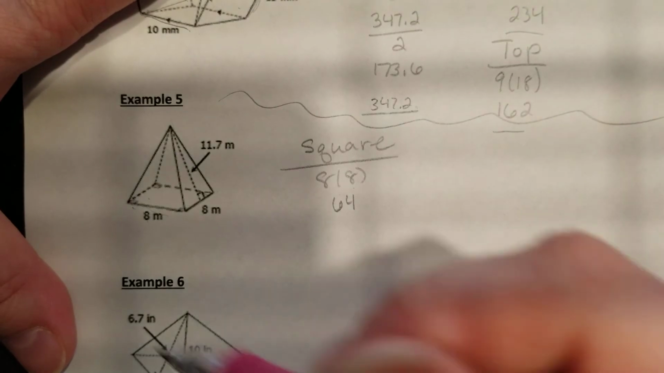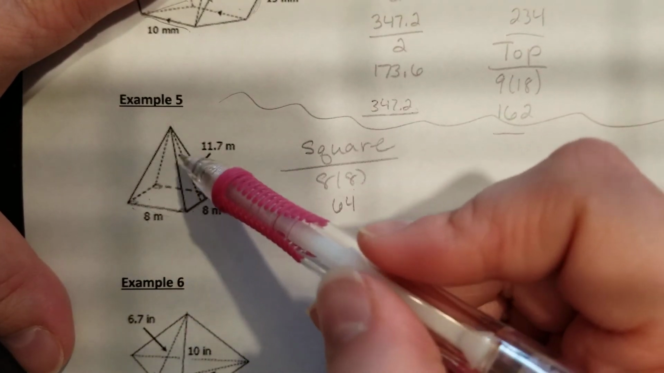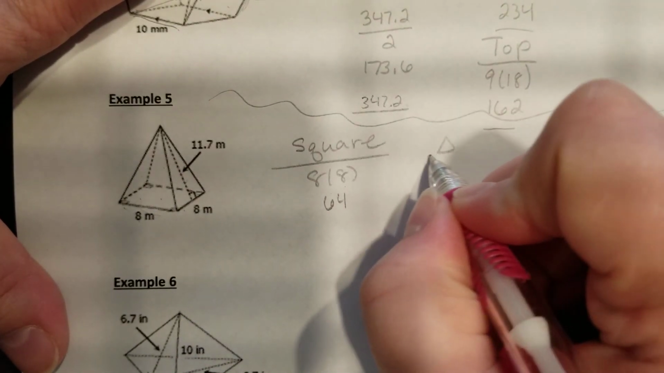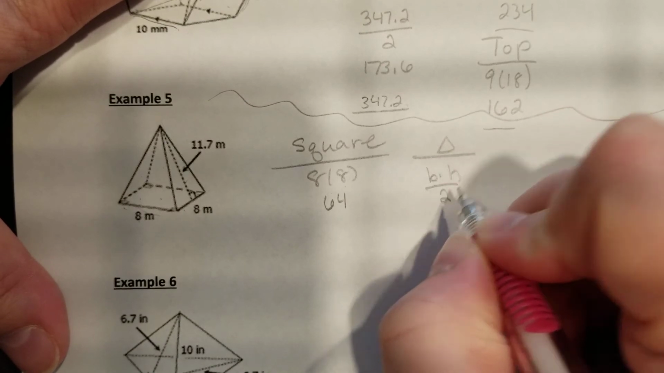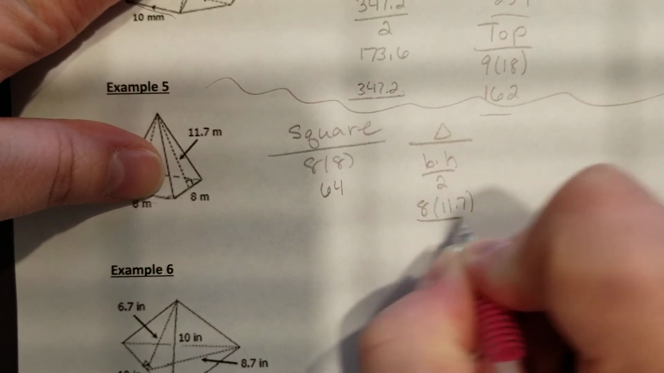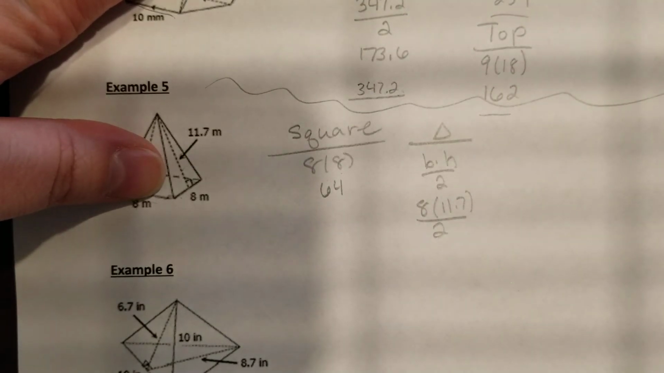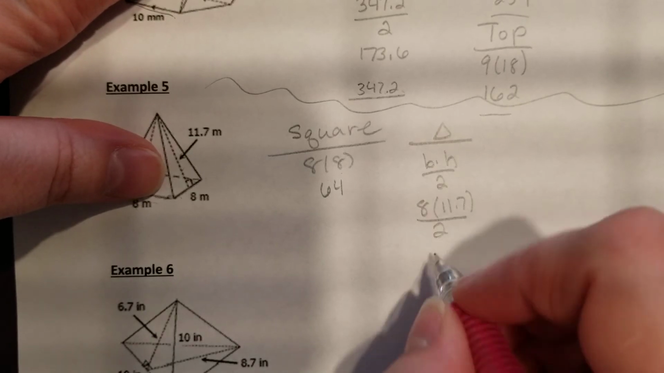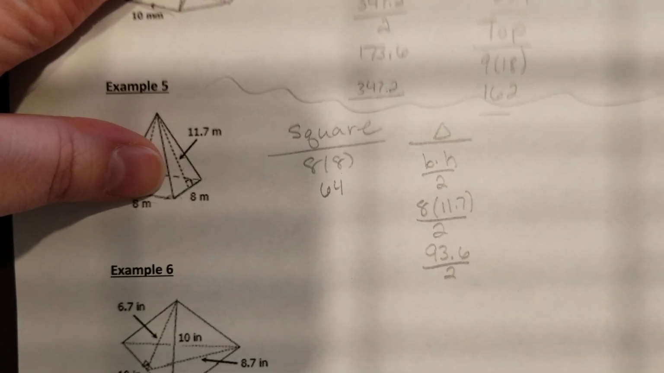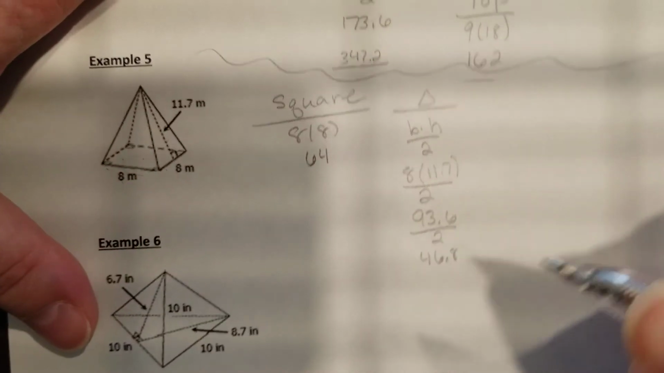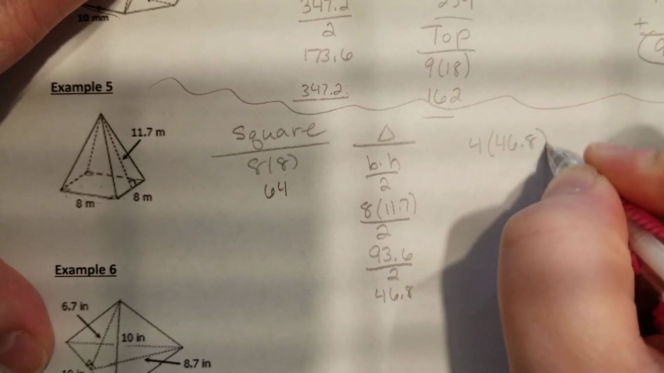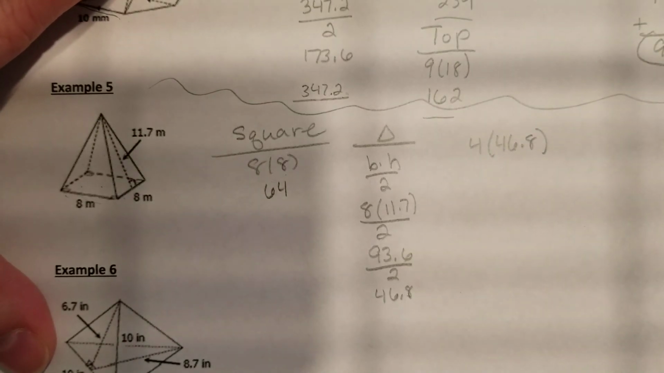All right. Now, because it's a square, all of these triangles are going to be the exact same. So we just have to do base times height divided by 2 once. So we have 8 times 11.7 divided by 2. So this is 93.6 divided by 2, which is 46.8. But because we have 4 of those, we're going to do 4 times 46.8, which is 187.2.